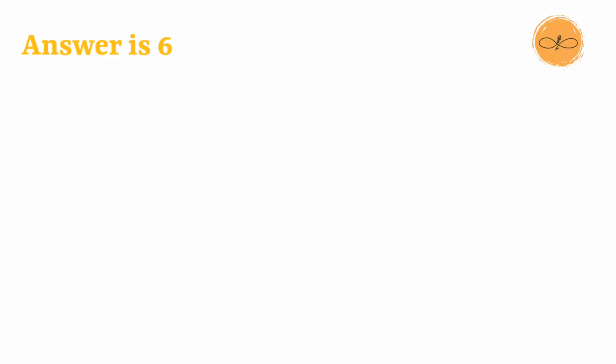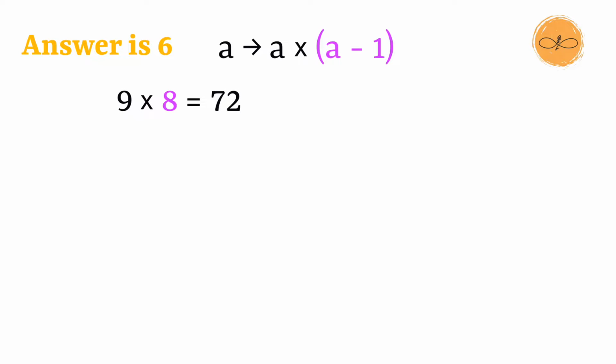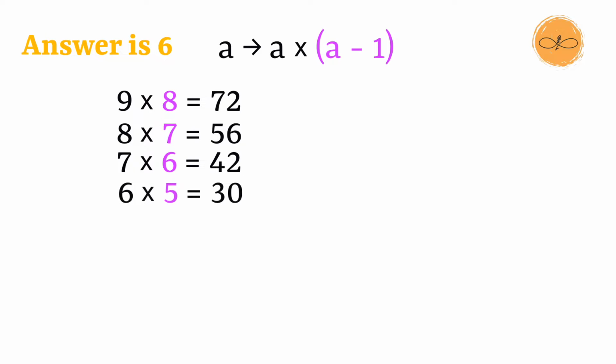So most people believe the correct answer is 6. The pattern is to take the number on the left-hand side of the equation, and multiply it by 1 less than itself. For example, the first line would read 9 times 8 which equals 72, the next line would be 8 times 7 which equals 56. We then have 7 times 6 which equals 42, 6 times 5 which equals 30, 5 times 4 which equals 20. And finally we would have 3 times 2 which equals 6.